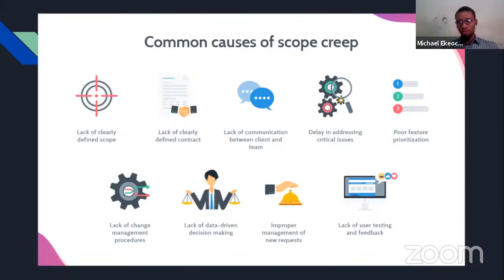The next one there is poor feature prioritization. Sorry, that word confuses me. Then you have lack of change management procedures, lack of data-driven decision making, improper management of new requests, and lack of user testing and feedback. So these are some of the common causes of scope creep.